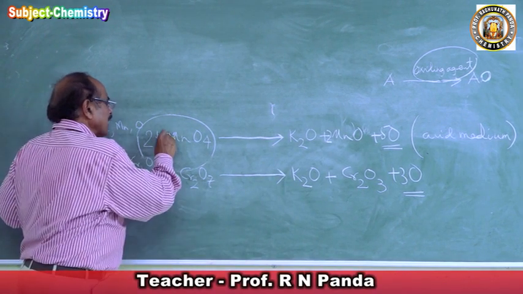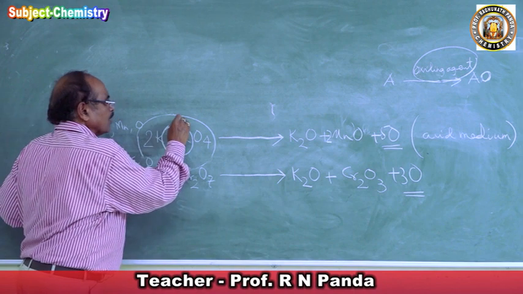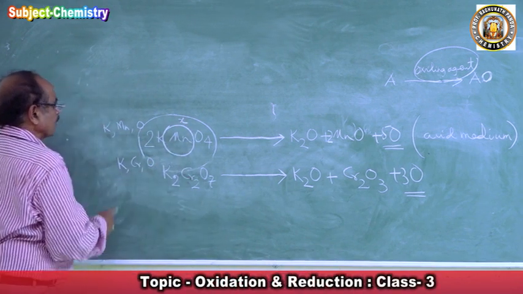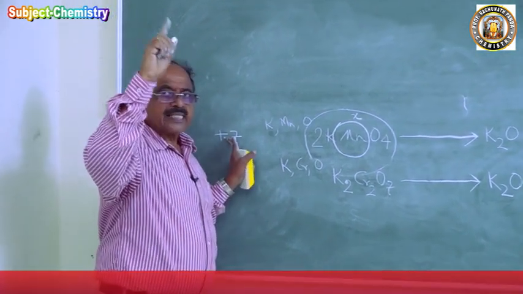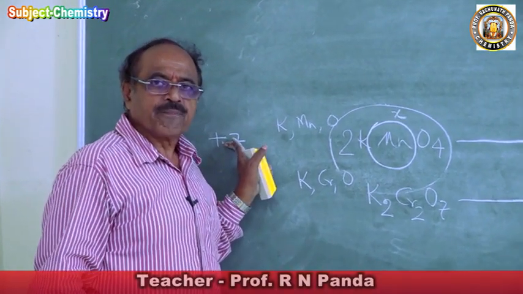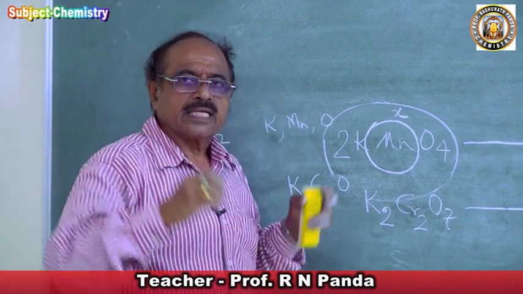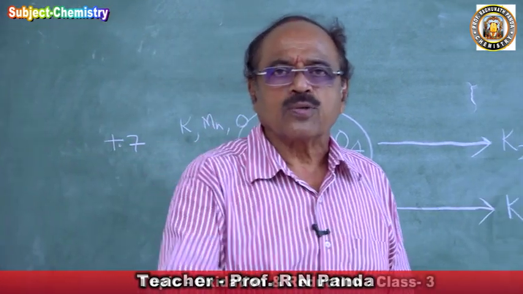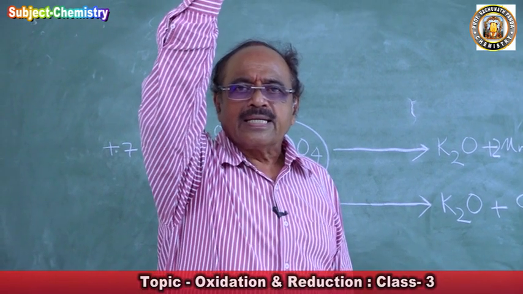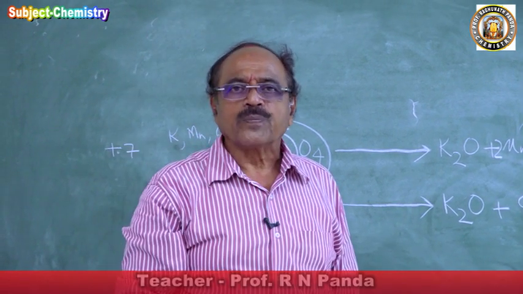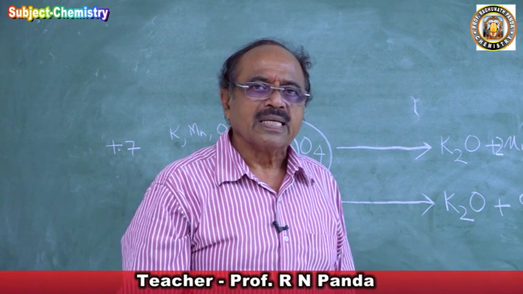Because here, if you calculate the oxidation number of manganese, it is +7, and manganese is placed in group 7 of the periodic table. It is in its highest oxidation state. For example, you take a chalk and throw it to the sky, it will go up to a level. After going to that level, it will have a tendency to come down, to come to the ground level.